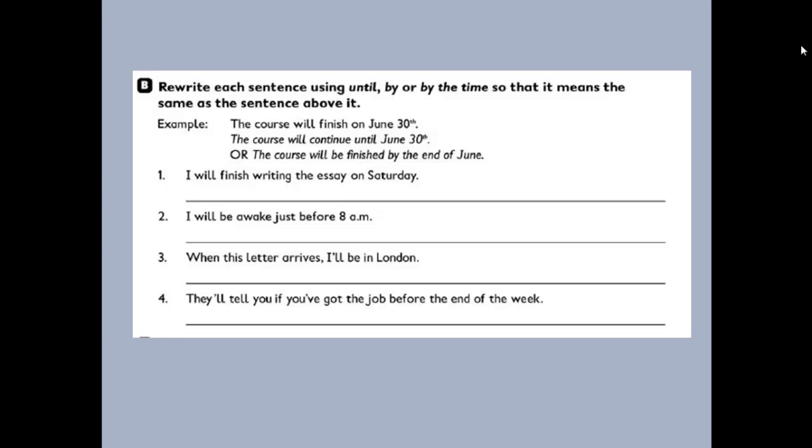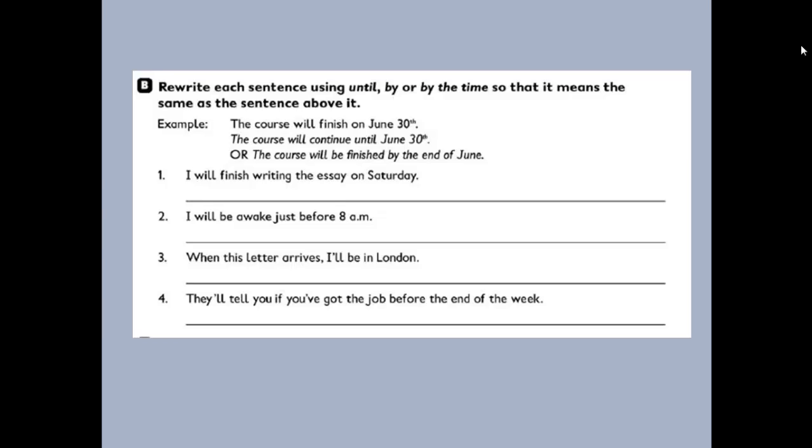Number 1. I will finish writing the essay on Saturday. I can say, I will finish writing the essay by Saturday. By Saturday. Number 2. I will be awake just before 8 a.m. I can say it in other words like I will be awake by 8 a.m.